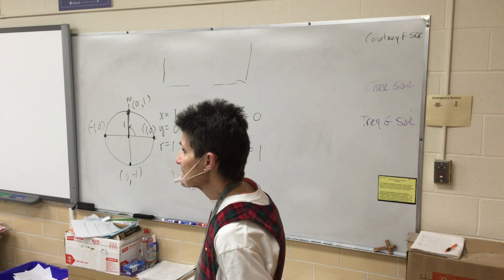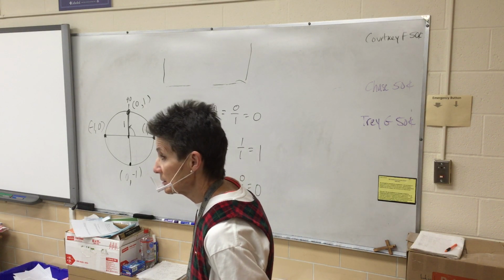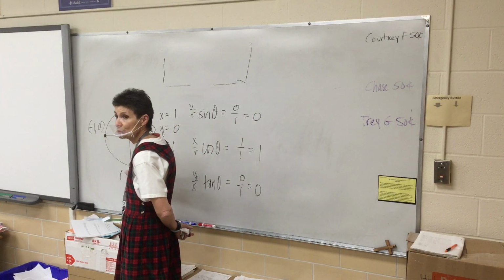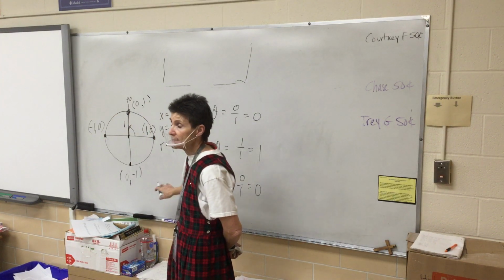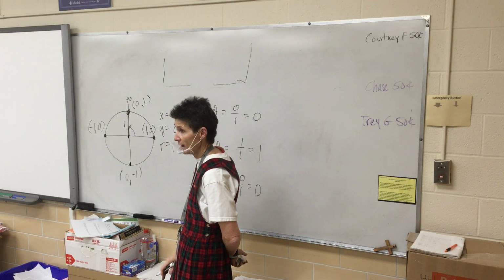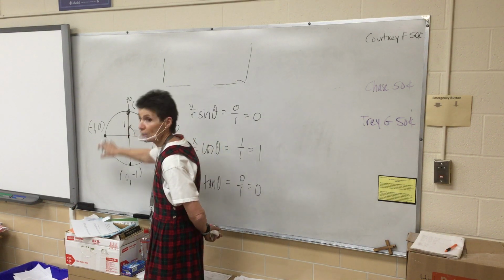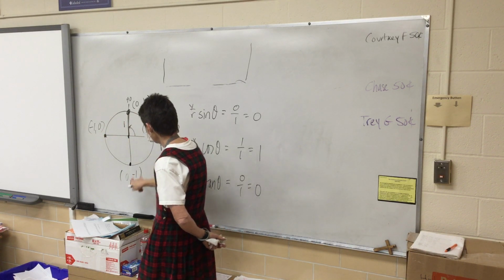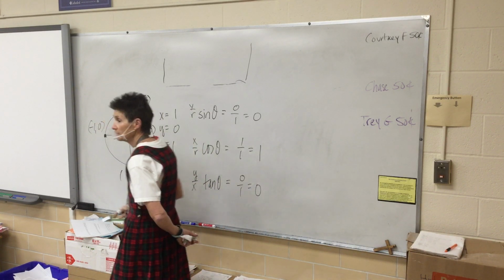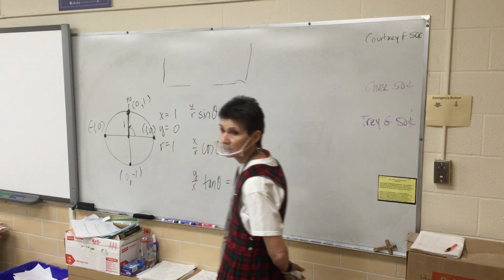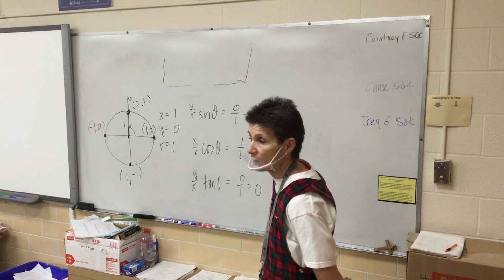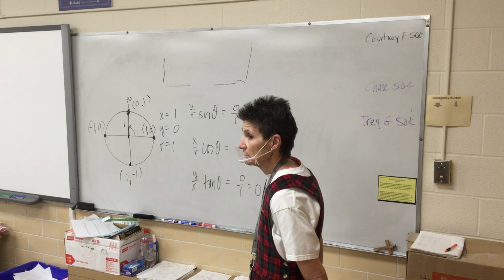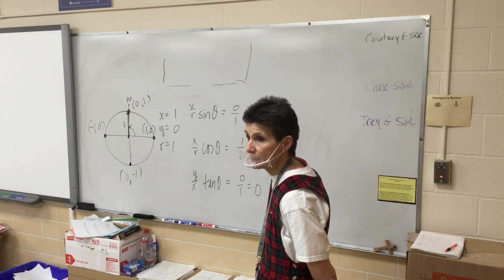So if in a set of problems, 90 or 180 or 270 or 0 or 360 or something like that shows up, you'll draw your circle, find your ordered pair, whatever it is on the circle, and then use your x over r, y over r, y over x definitions. Easy enough?